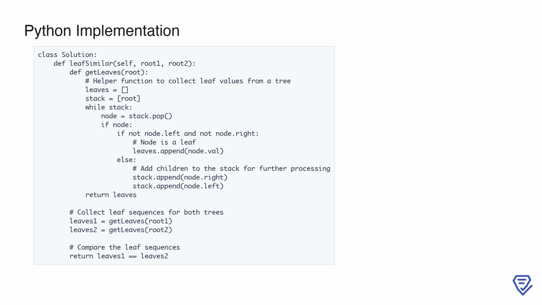The iterative approach avoids recursion depth issues, making it suitable for larger trees. Additionally, the solution runs in O(n) time complexity for each tree, where n is the number of nodes, as every node is visited exactly once. The space complexity is O(h), where h is the height of the tree, due to the stack used for traversal.